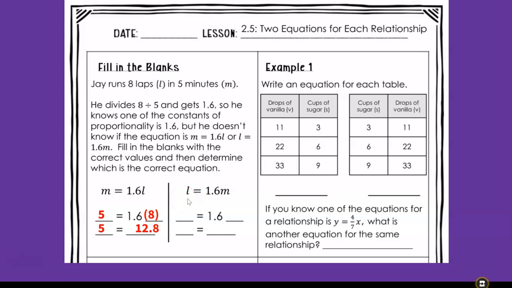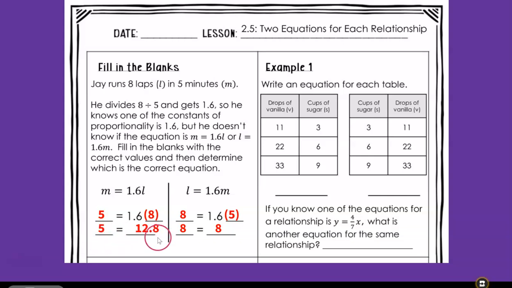Let's look at the other equation, L equals 1.6M. So L, again, when I go back to my problem, is going to be the number 8. And M is going to be 5. Notice that I put it in parentheses because we're going to be multiplying. Okay, 8 is by itself on the left side of the equal sign. And we're going to multiply 1.6 times 5 to get 8.